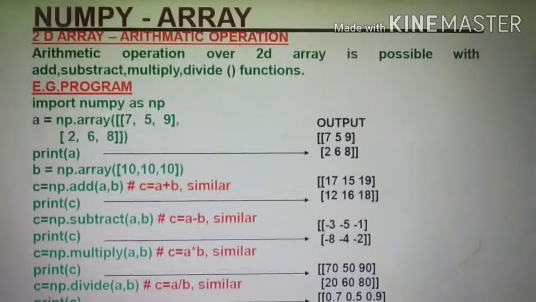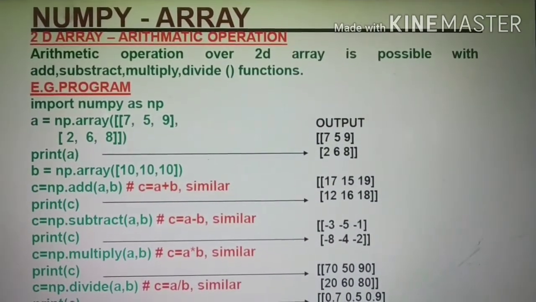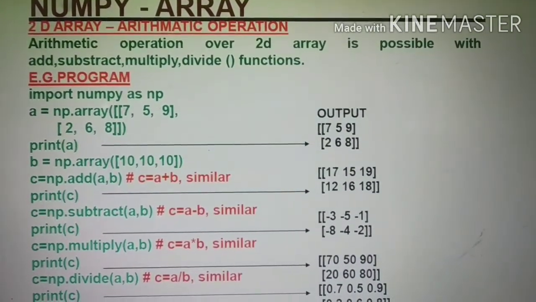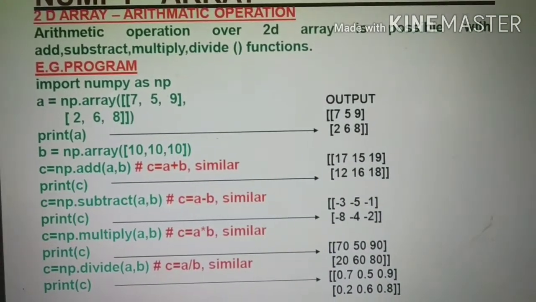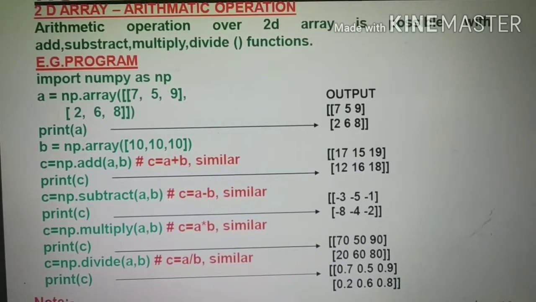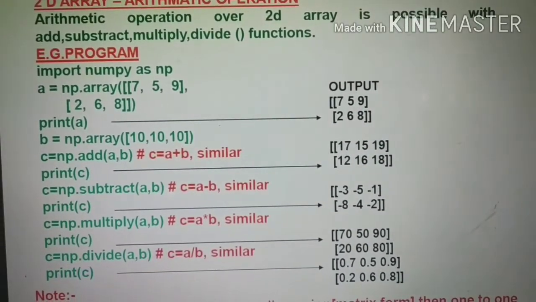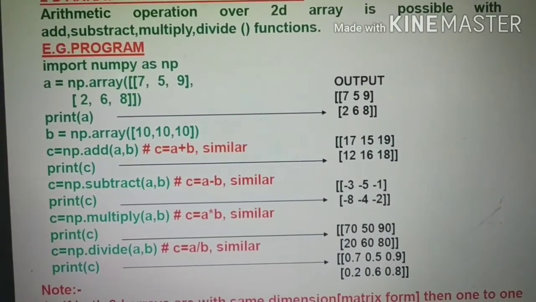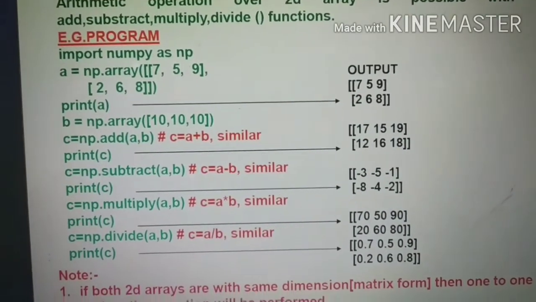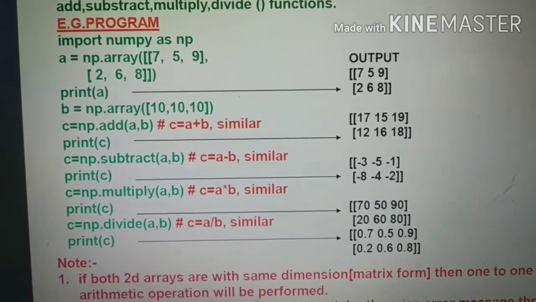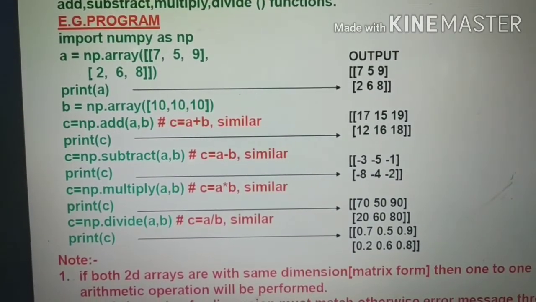Now in this topic I am going to explain various arithmetic operations with a two-dimensional array: addition, subtraction, multiplication and division. You just see this example. They have imported numpy as np, then declared an array in variable a: 7 5 9 and 2 6 8. This is the array saved in variable a. If you use print a, it will be printed as it is, and b is another variable: 10 10 10.